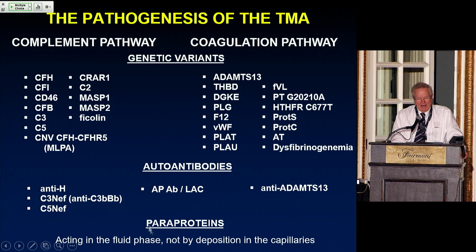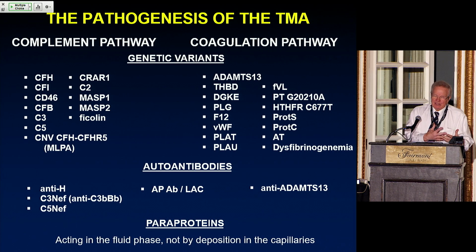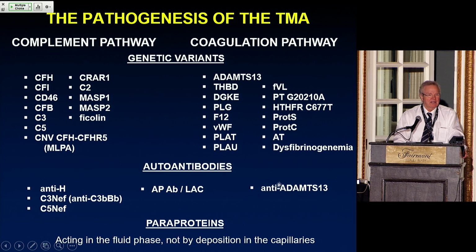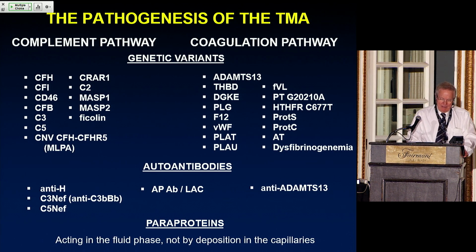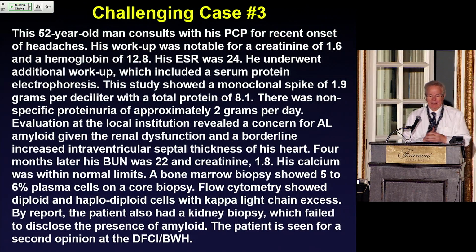And finally, you have another acquired factor that can interfere with either the coagulation cascade or the complement cascade. Those are the paraproteins, which act not like the previous case in the glomerulus. They act in the fluid phase. These paraproteins act in the circulation by interfering with either the complement cascade or the coagulation cascade, contributing to this positive feedback loop that ends up with patients with these catastrophic thrombotic angiopathies.